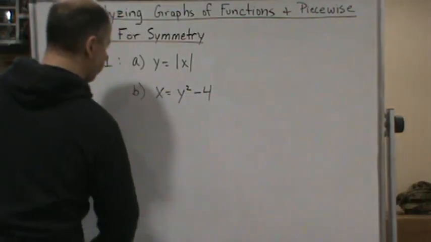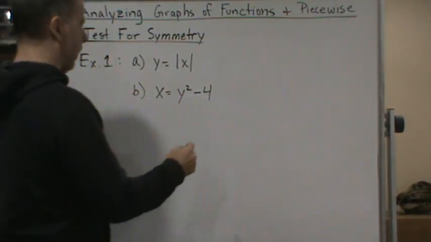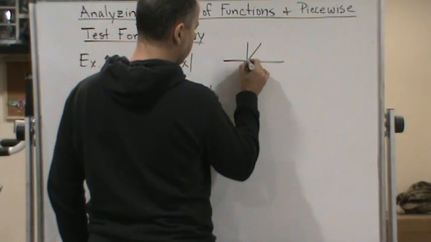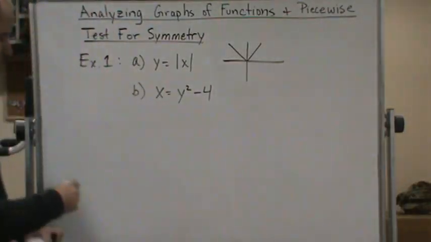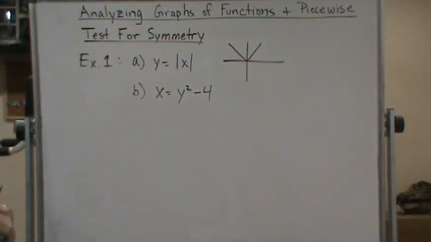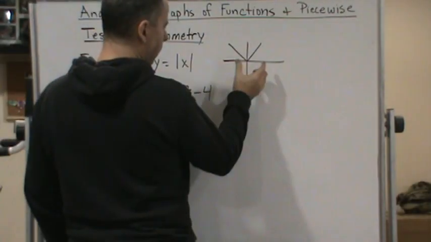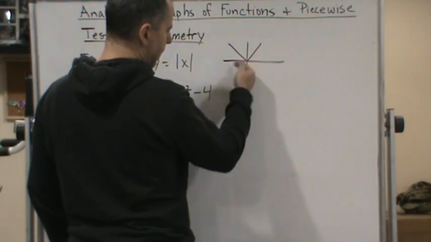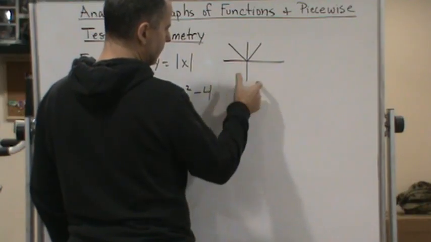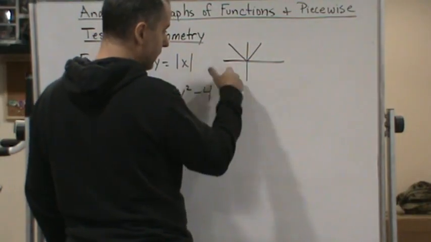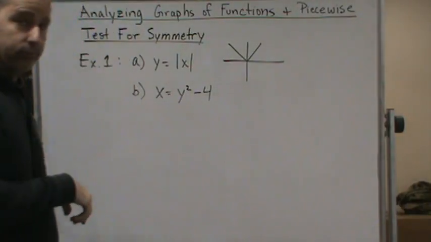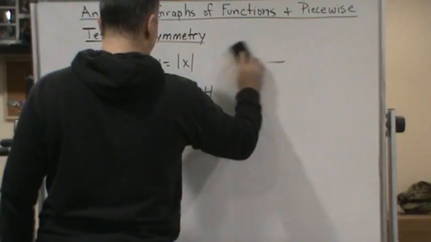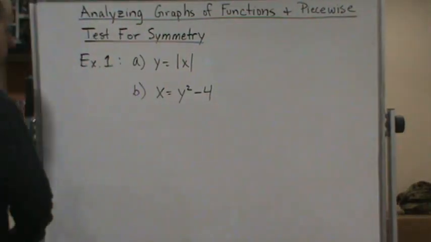All right. And we know that from the graph because the graph, as we should know, looks like that. Okay? And so you can see it's symmetric with respect to the y-axis, but it's definitely not symmetric with respect to the x-axis, and if you rotate it 180 degrees, you're not going to get the same graph. Okay? All right. So now, what about part B?